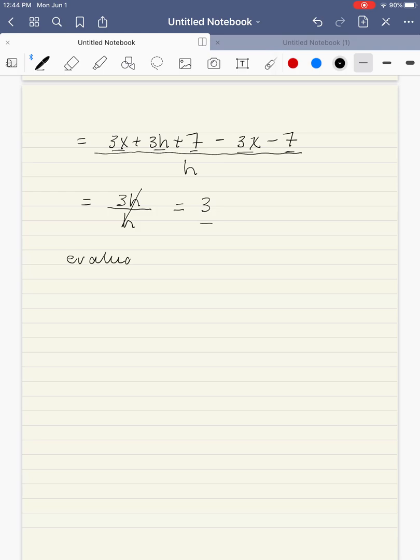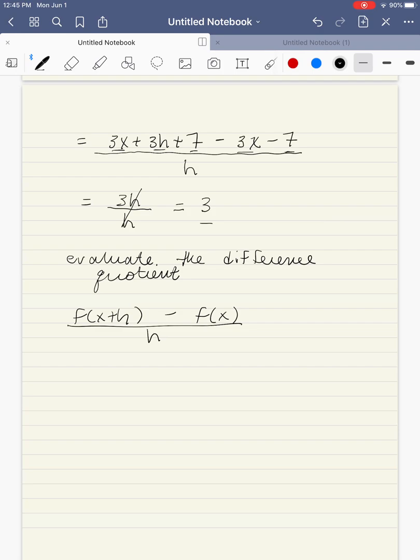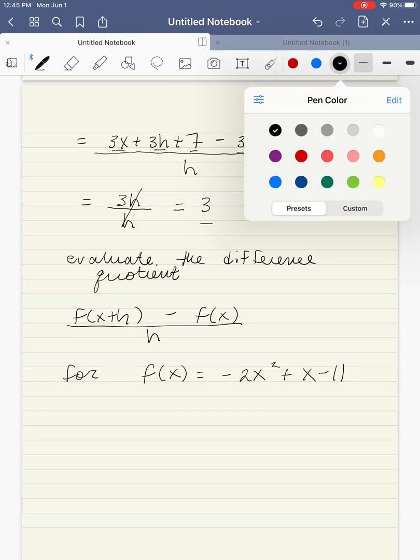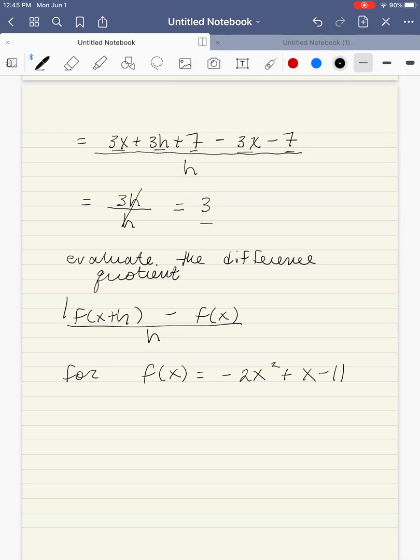Let's try another one. Let's say that I want to evaluate the difference quotient, f of x plus h minus f of x all over h, and I'm just writing the formula here, for the function f of x equals negative 2x squared plus x minus 11. So we're going to do the same thing that we did before. Our first step is going to be to find f of x plus h. And we're going to do that separately before we start trying to plug into the difference quotient formula.